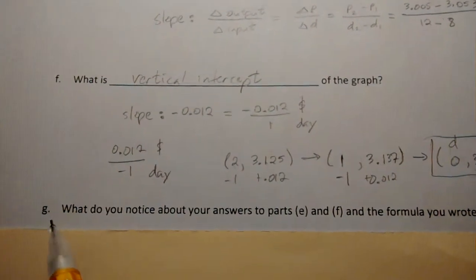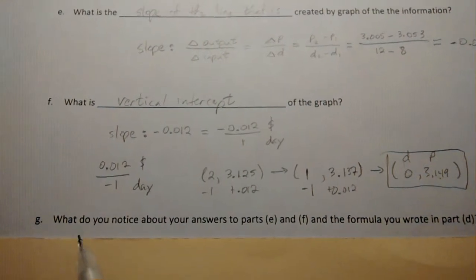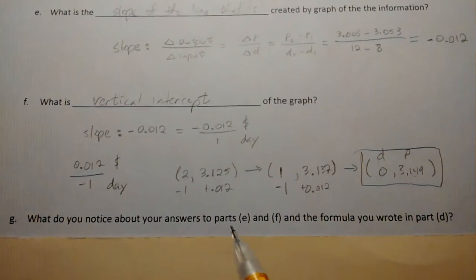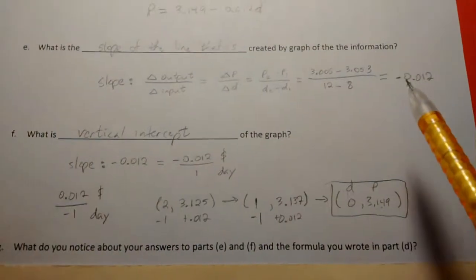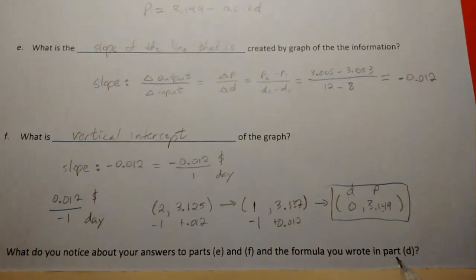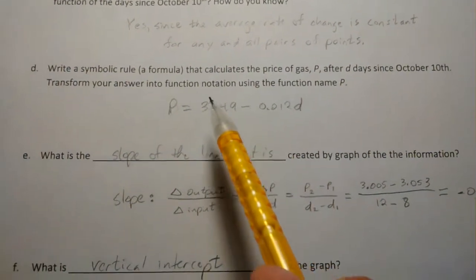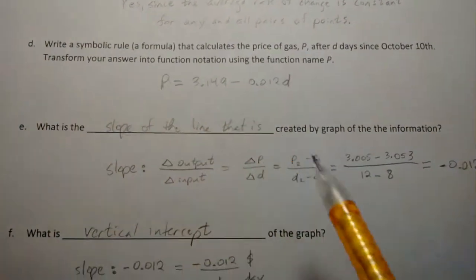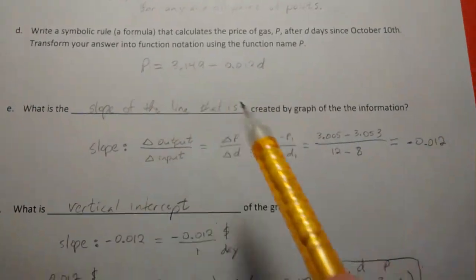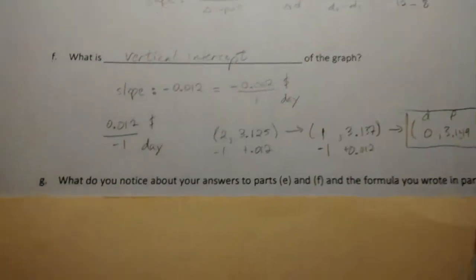Alright, question G asks us to review the last three answers here. Let's read. What do you notice about your answers in parts E and F, that's these two, slope and vertical intercept, and the formula you wrote in part D, that's that guy. So what do you notice about the formula that relates D and P, and then your slope and your vertical intercept? Well, let me summarize this.